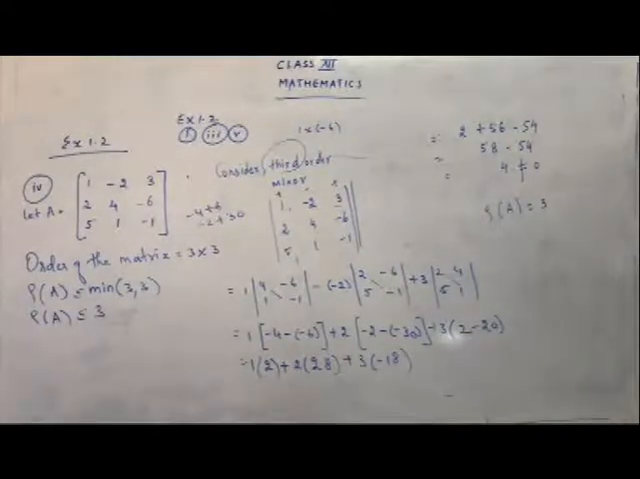Okay, take down the second question. Find the rank of the following matrices by the row reduction method. So now we are going to follow a new method for finding the rank. In the previous case we found the rank by the minor method, and now we are going to find the rank by the row reduction method. So copy down the question.